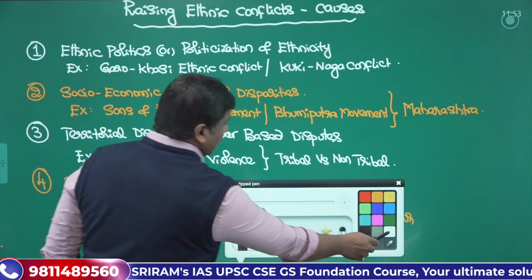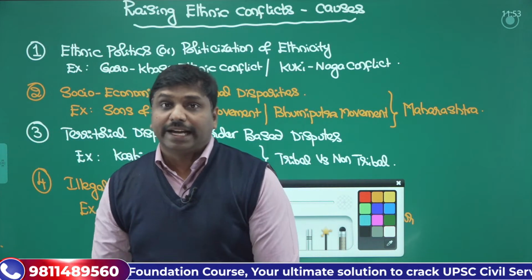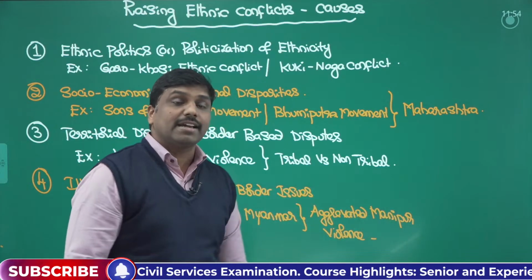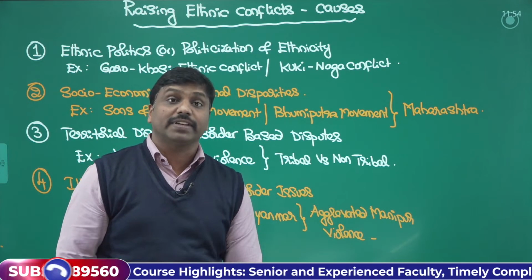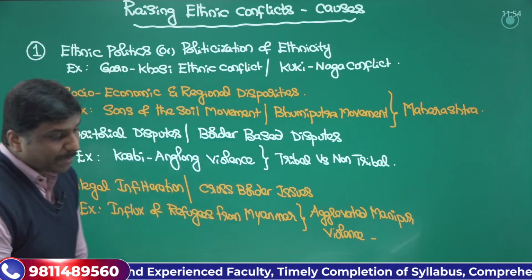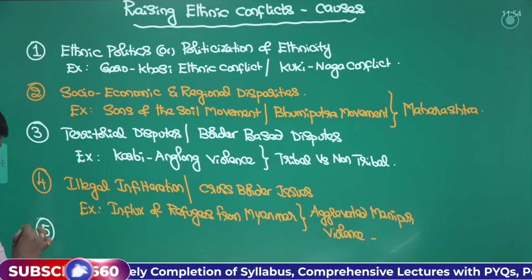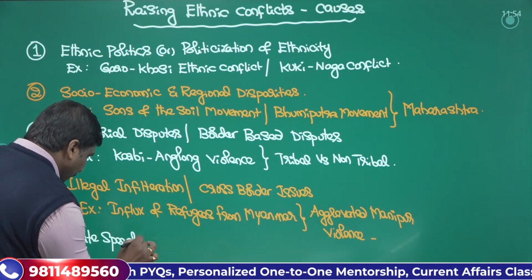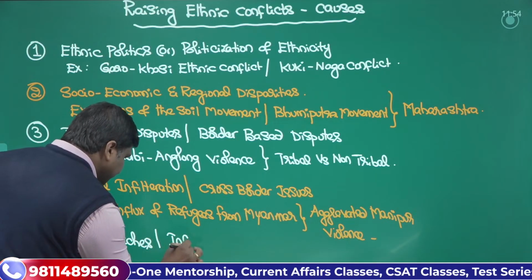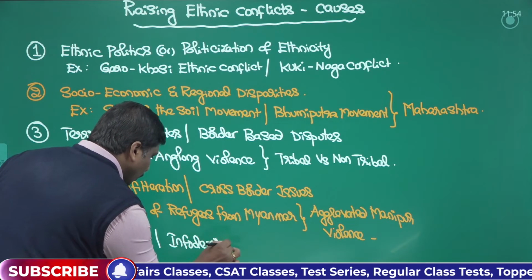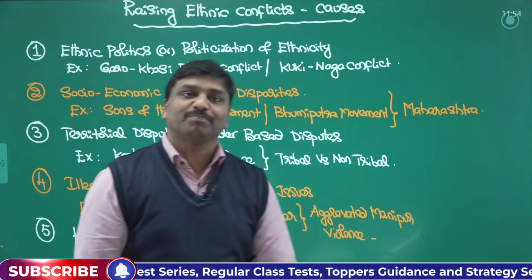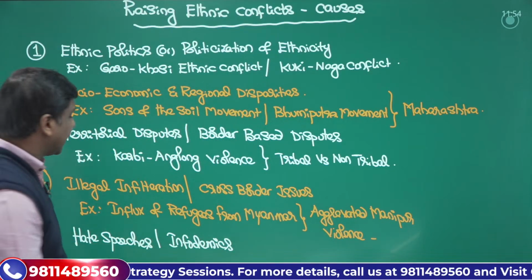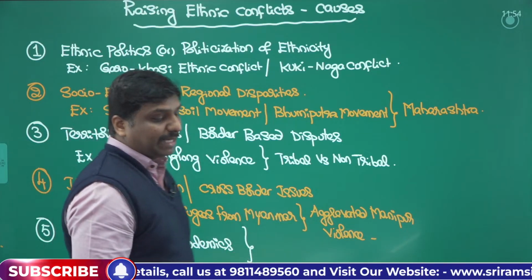Furthermore, there is another factor. In India, due to diversity, knowingly or unknowingly, there is a kind of hate speech or infodemic spread. So hate speech or infodemics is another important cause. Infodemics means what? The spread of rumors, like a kind of epidemic. When they affect a larger section of people and cause ethnic conflicts, that is basically what you can call infodemics.